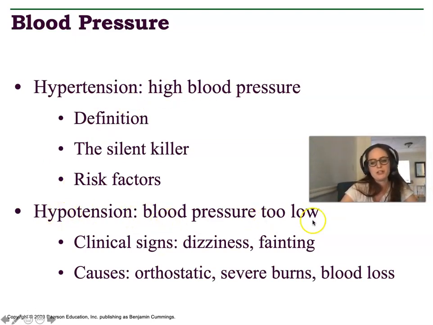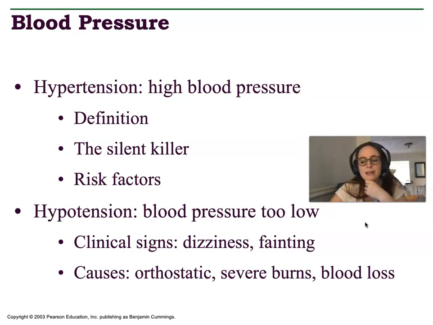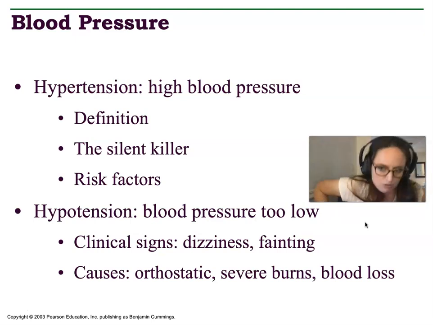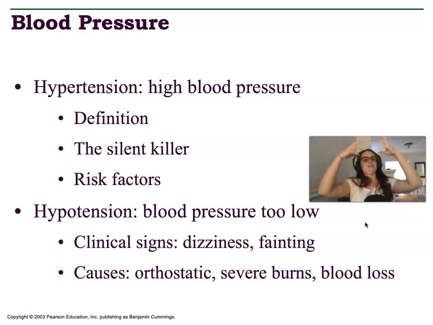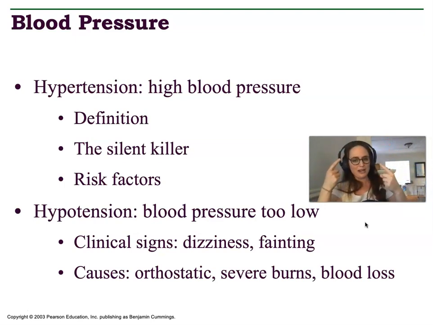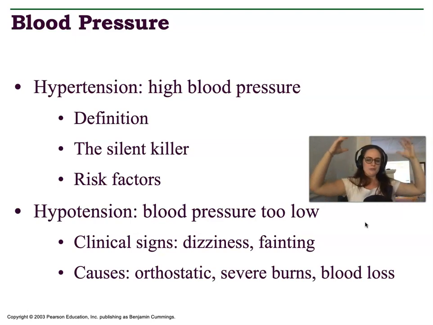Hypotension is when blood pressure is too low. That would be me. Clinical signs are dizziness and fainting, and there's something called orthostatic hypotension. Orthostatic hypotension is when you stand up too quickly and get dizzy and almost fall over. What it means is your blood pressure is too low to keep up with supplying blood to your brain when you shoot up all of a sudden.